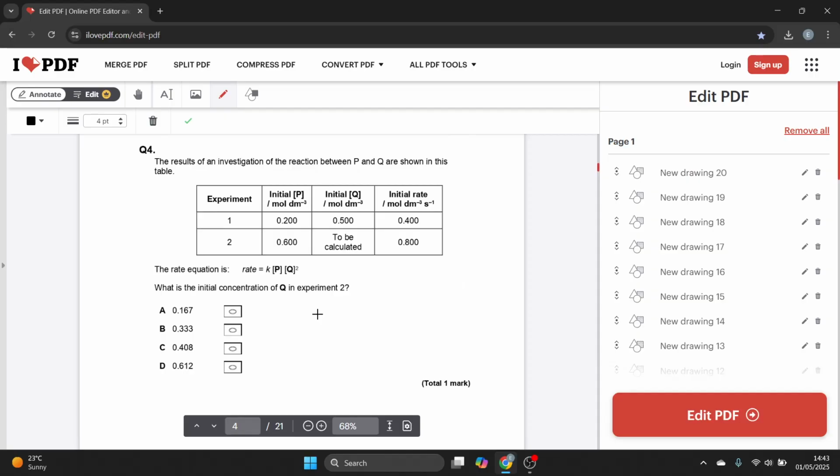Question 4. What is the initial concentration of Q in experiment 2? Which is this. Well, that increases by a factor of 3, times 3. That doubles. And this is to be calculated. And I know P is first order, Q is second order.